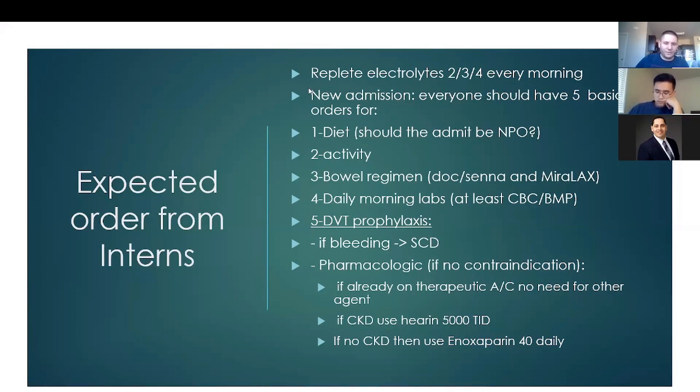Repeating electrolytes every morning. It sounds silly, but it's very important. If it's missed by the intern, probably nobody will repeat it, because we expect the interns to see the numbers in the morning and top off whatever is missing.